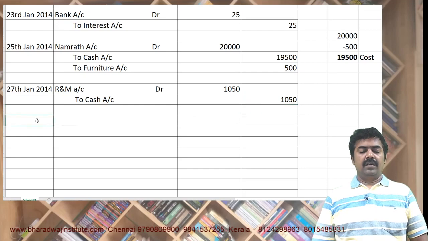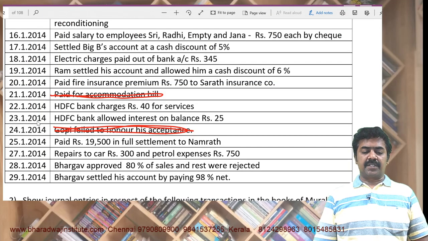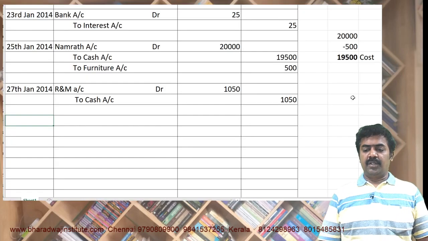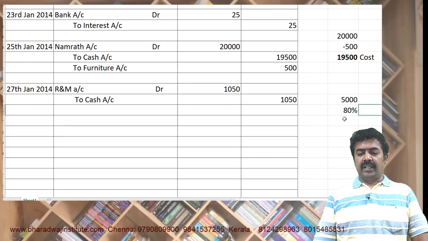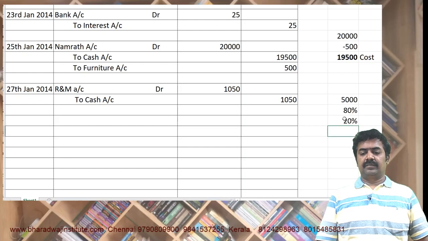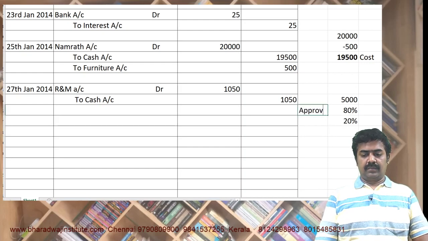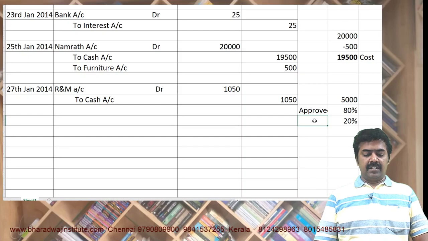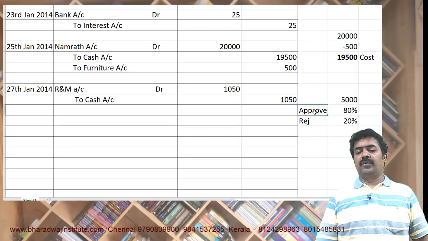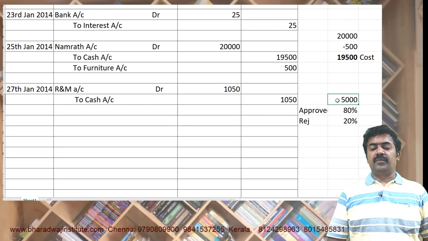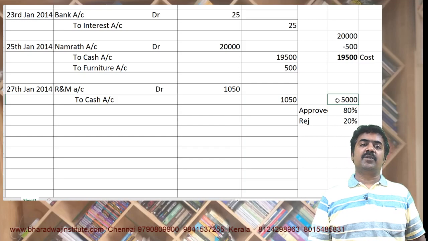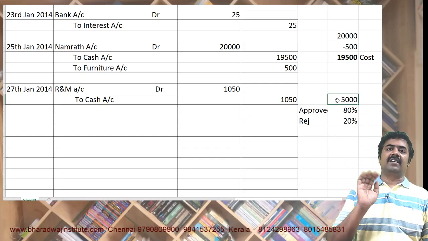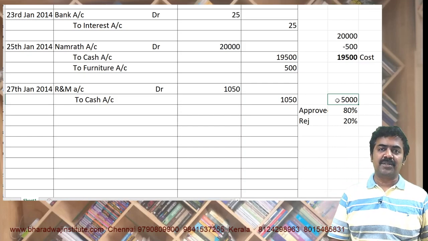Next. Look at this: Bhargav approved 80% of sales. See, for Bhargav, we sold goods for 5,000. He approved 80% and he rejected 20%. Approved 80%, rejected how much? 20%. Now, what journal entry will be passed? For the full 5,000, we already recorded the journal entry: Bhargav account debtor to sales, 5,000.